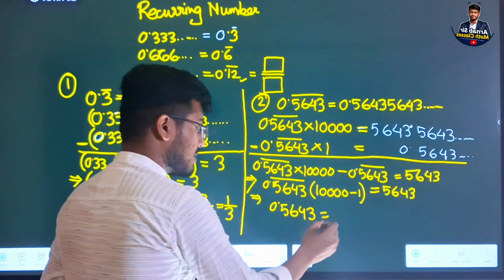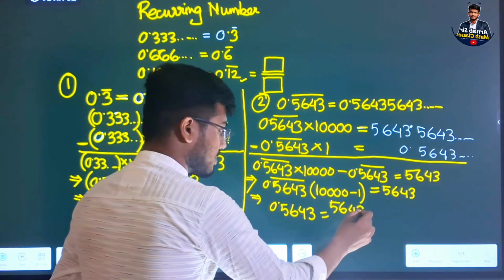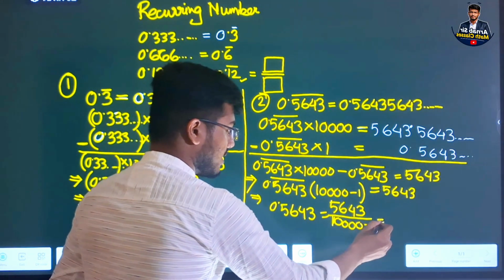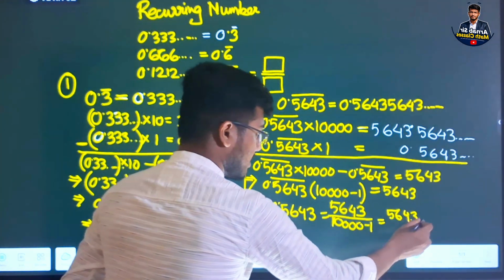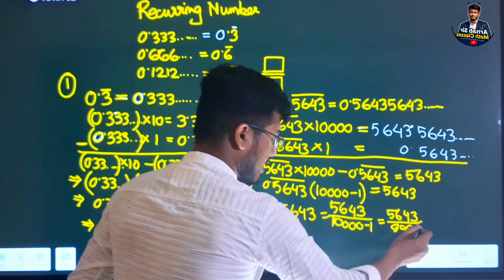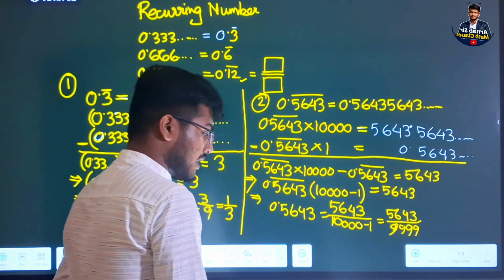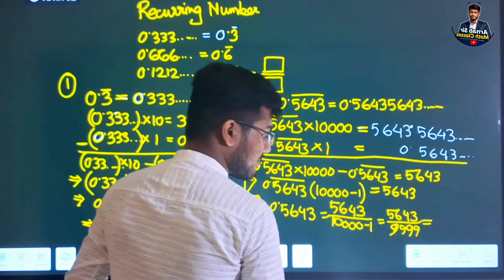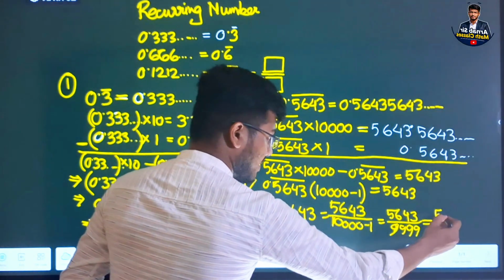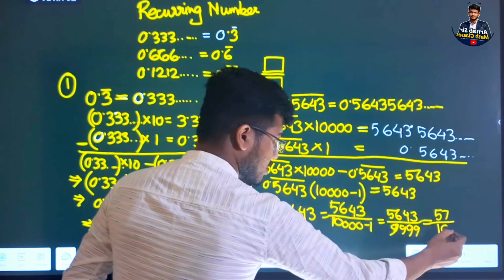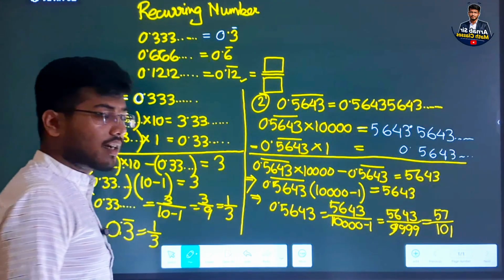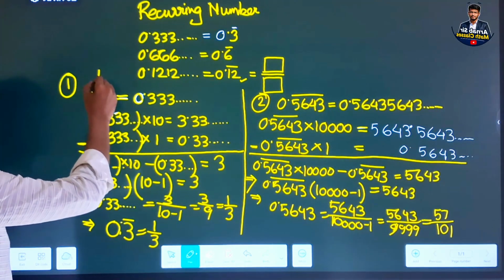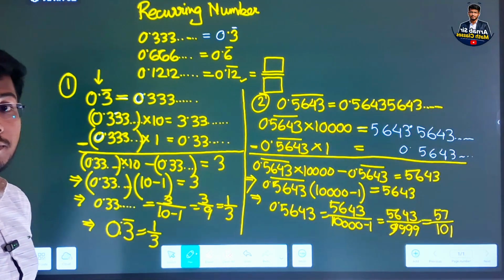Next, we write 0.5643 bar is equal to 5643 divided by 10,000 minus 1, that means 5643 divided by 9999. Up to this all are clear? If you simplify this fraction, the answer is 57 by 101. What is the name of this recurring number? This is called the pure recurring number.